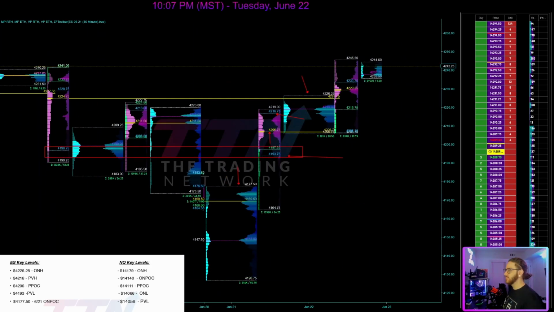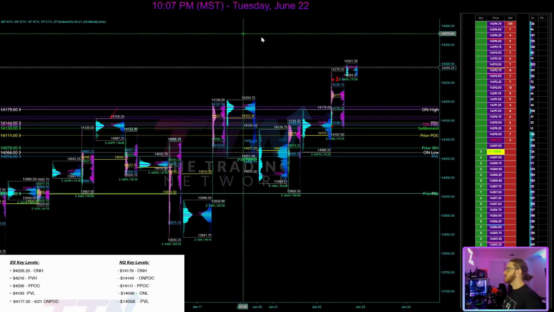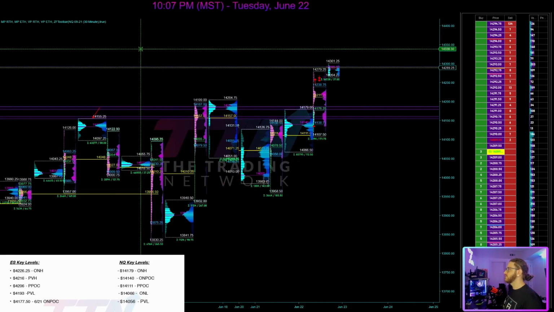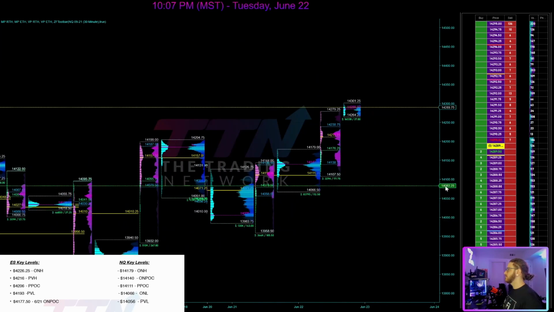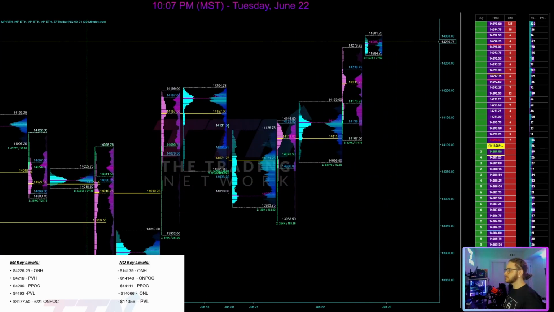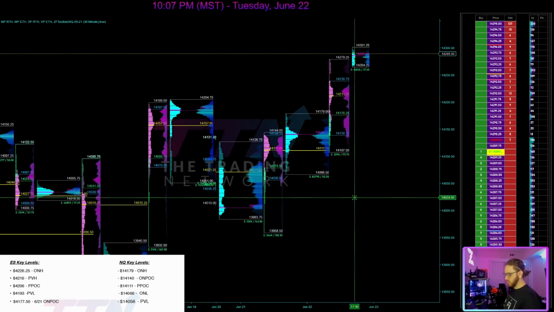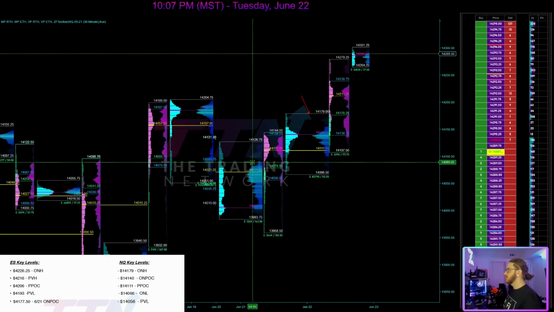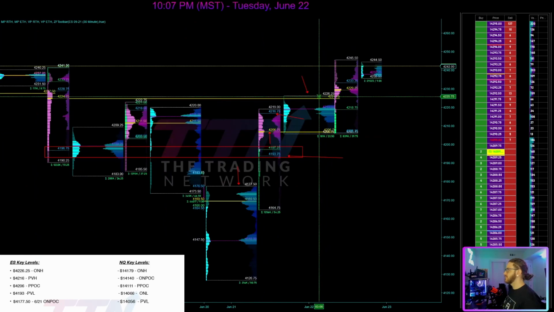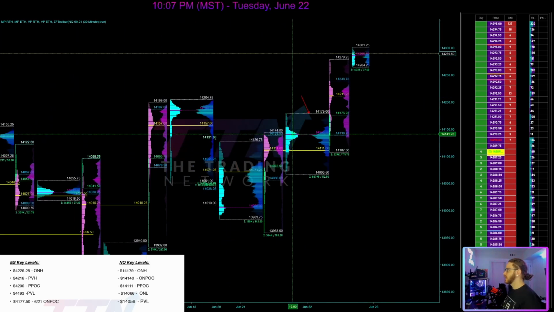Let's go ahead and hop on over to the NQ profile, or the NASDAQ futures, and I will do the same thing. I'll clean things up a little bit, and we will get into the key levels, starting with the overnight high at 14,179. You can see that right here. Very similar to ES, where we started off, our first key level was the overnight high as well.